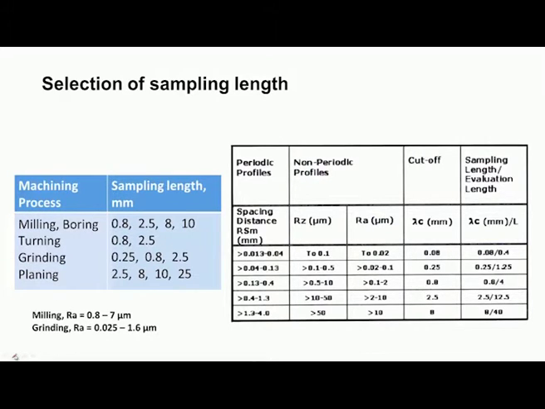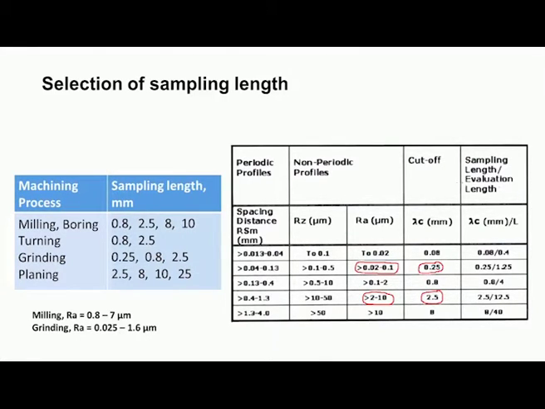For example, if we know that the surface roughness on the surface in question is between 0.02 and 0.1, then we can select a finer cutoff length of 0.25 millimeter. Or if the surface finish is in the range of 2 to 10 micrometer, then we can go for a cutoff length of 2.5 millimeter. Okay. So, by knowing the approximate roughness value, we can select the cutoff length, or by knowing the process also we can select the appropriate cutoff length.